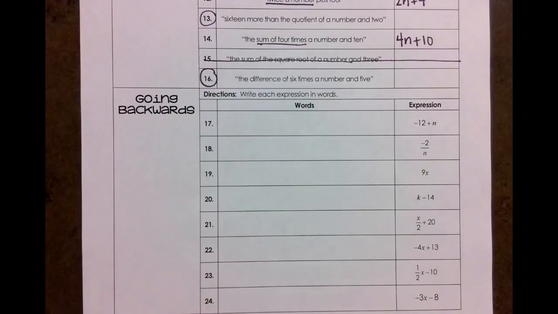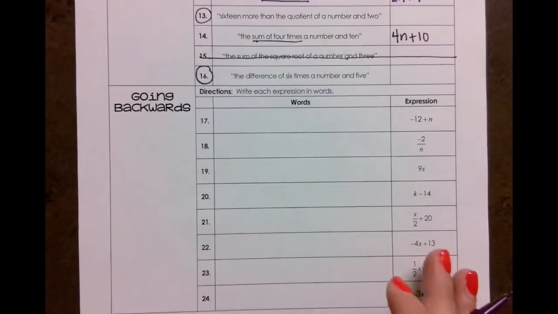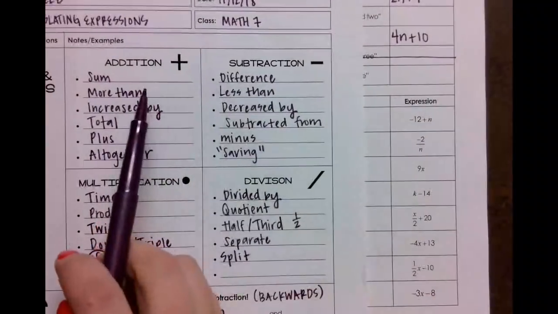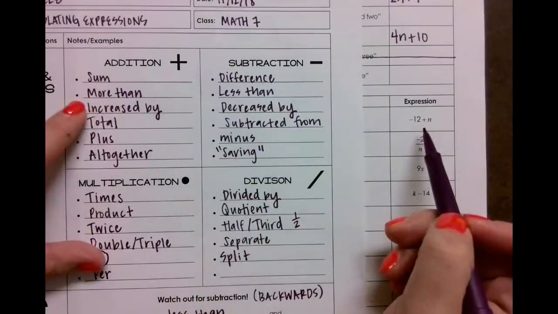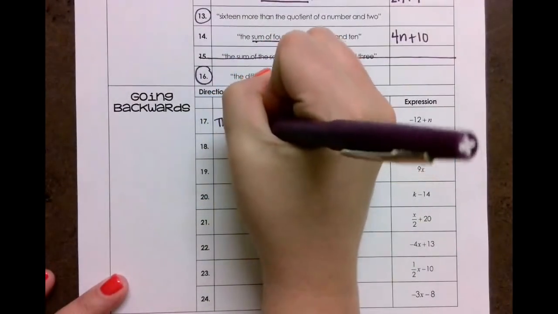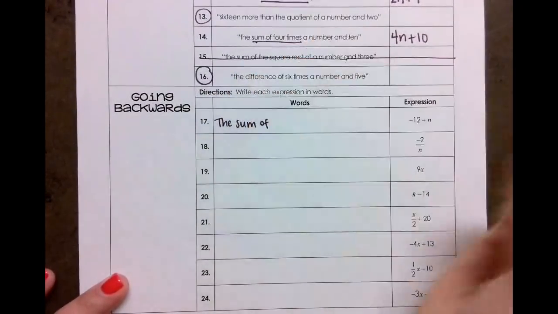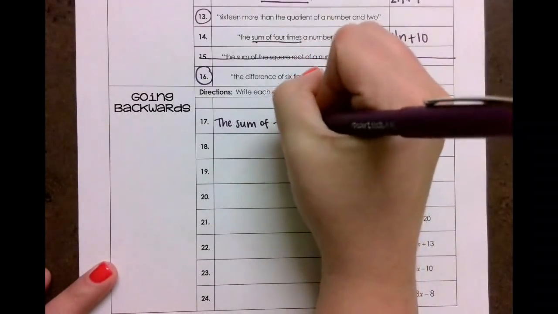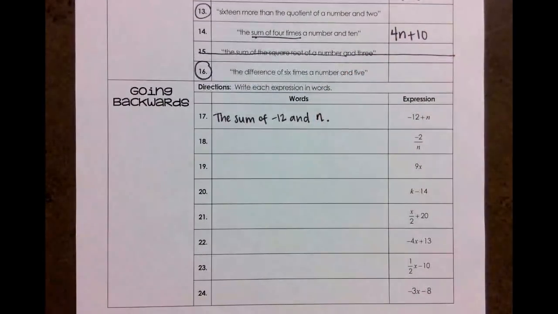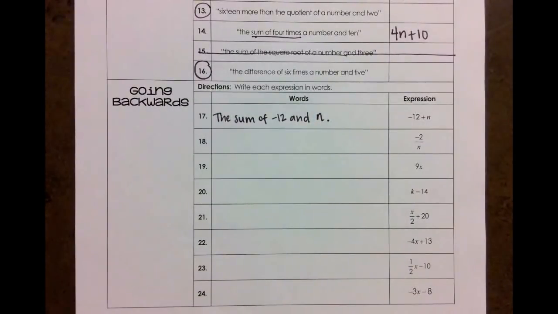So there's going to be different ways you can write this. Answers are going to vary. However, they have to be correct. So I'm going to look at my sheet and my front page, and I'm going to see what words I want to use to represent this. So I'm going to use sum since it's the first one. So the sum of, what is this, -12 and n. Nice and easy. Very, very easy. This is me going backwards. Not bad at all, right?